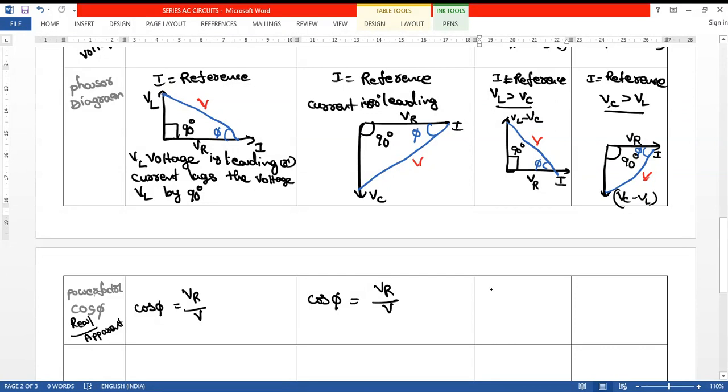Here cos phi is equal to VR by V. If VL is greater than VC, it has lagging power factor. If VC is greater than VL, it has leading power factor. Cos phi is equal to VR by V.